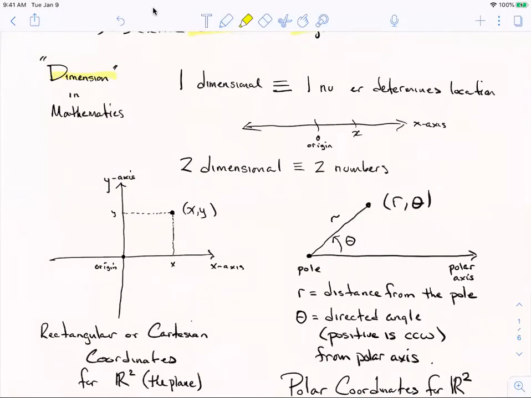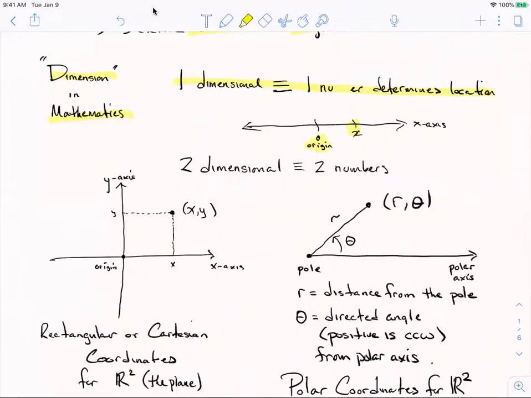Real quick, I want to say something about mathematical dimension. What does dimension mean? Dimension in mathematics is the number, for us, a number of real numbers that it takes to locate a point in a space. So the reason that we call a line one-dimensional is because after you mark an origin, a place where you measure from, any point on a line is completely determined by a single measurement. It's by a single number, one dimension.